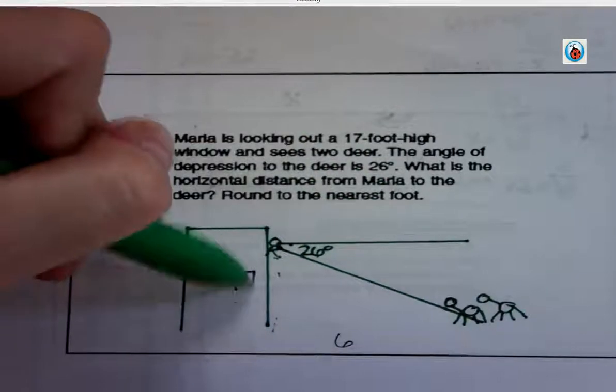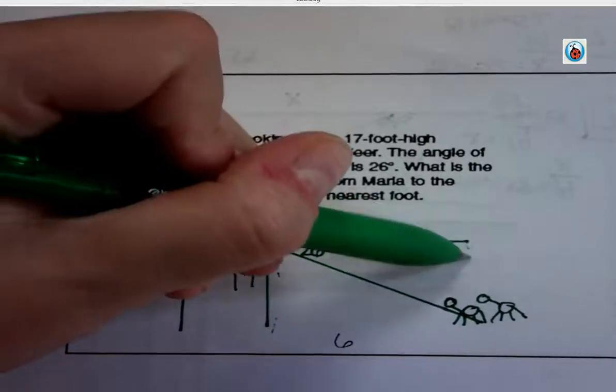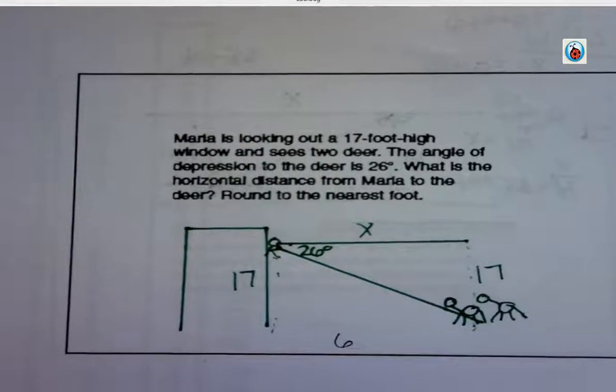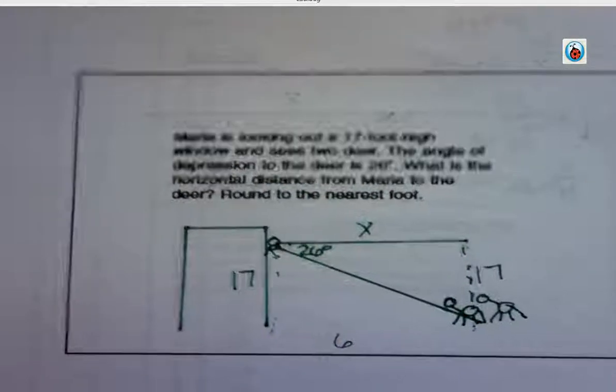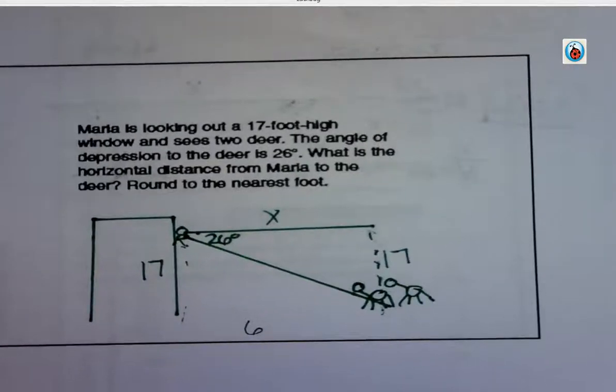Okay, and then it says this building is 17 feet high. Well, she's 17 feet high over here. It's also 17 feet high over here. So we can put 17 for that side. And then it says, what's the horizontal distance from Maria to the deer? Alright.